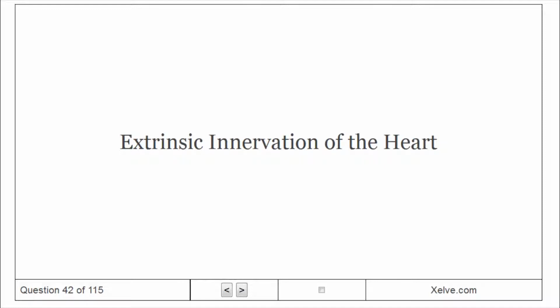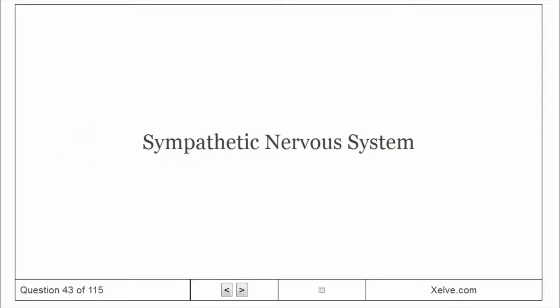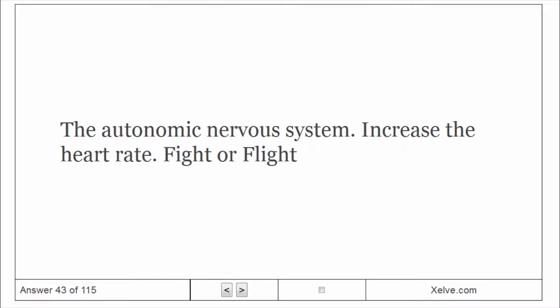Extrinsic innervation of the heart. This system acts as both the brakes and accelerators of the heart. Sympathetic nervous system: the autonomic nervous system division that increases the heart rate, fight or flight.